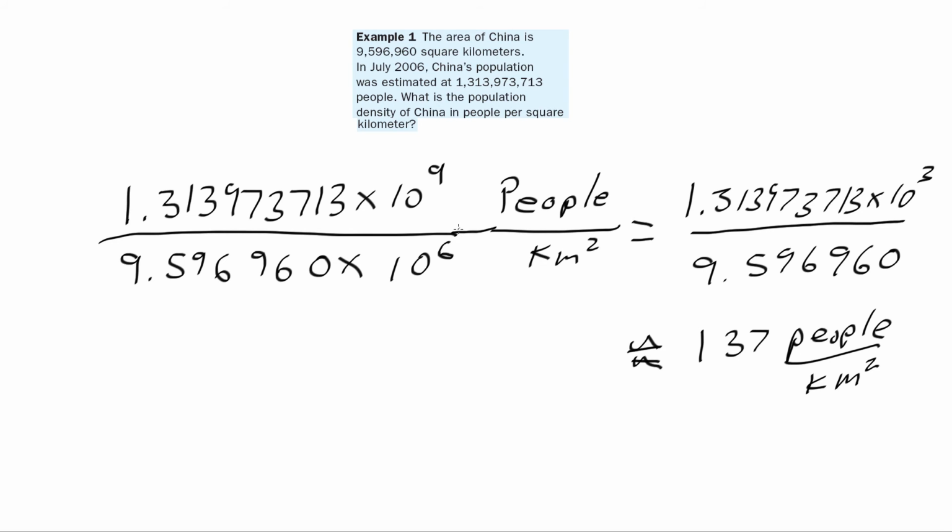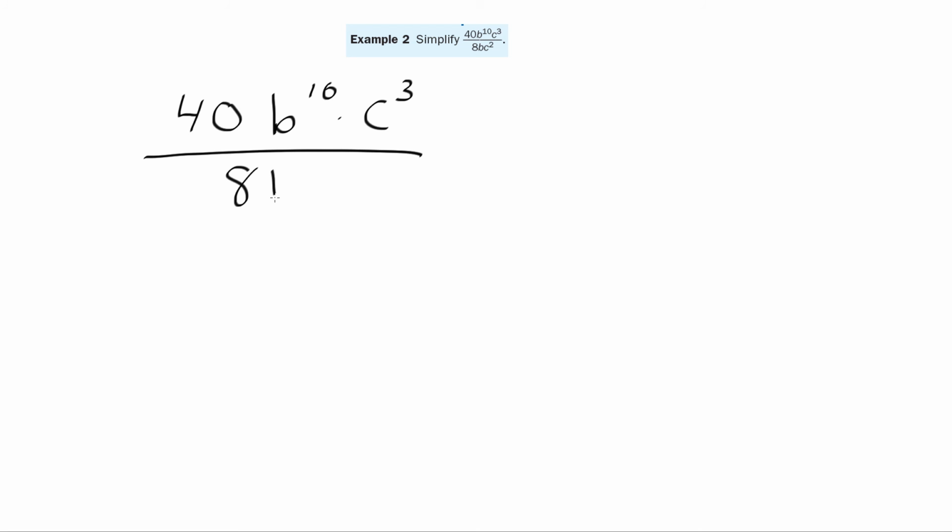Okay, I'm going to go through one more example for these two lessons. This last one says to simplify this expression. And much like when we used the powers with multiplication, now we have values with different bases and we have to sort through each one. We can do that because the fraction bar is a grouping symbol. So I've got 40b to the 10th times c cubed over 8bc squared. I can work with each one of these exponents.